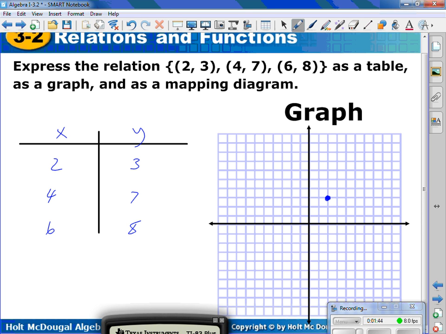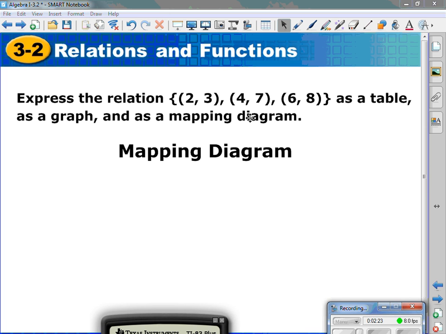The next one, (4, 7), means to the right 4, up 7. And the last one is right 6, up 8. There's your 3 points. Are they a perfect straight line? No. They have a little bit of a tail on the end. It's crooked.